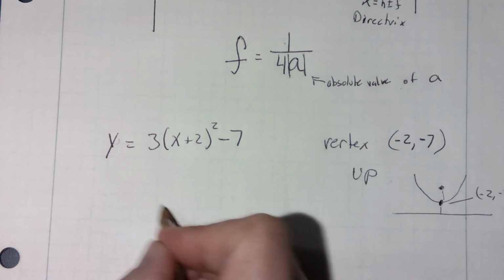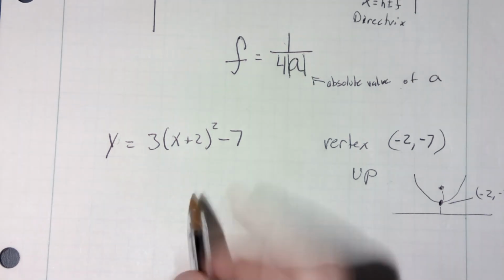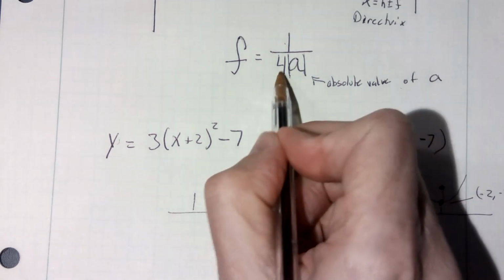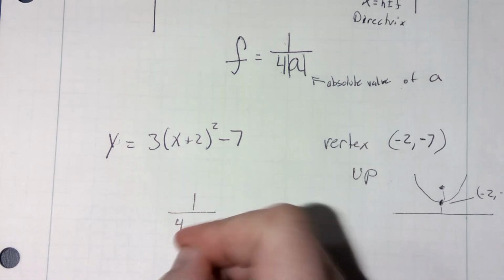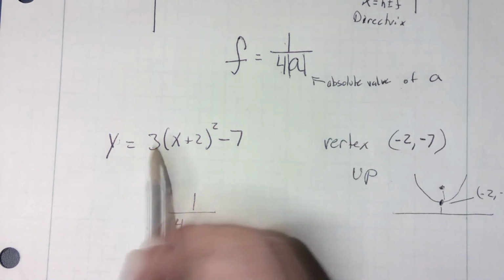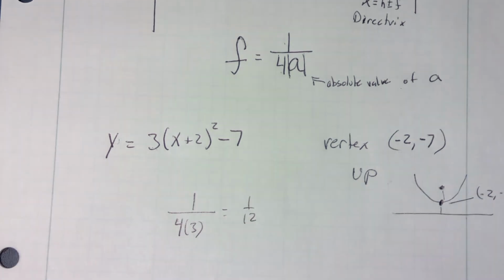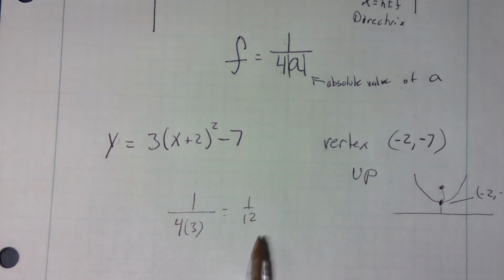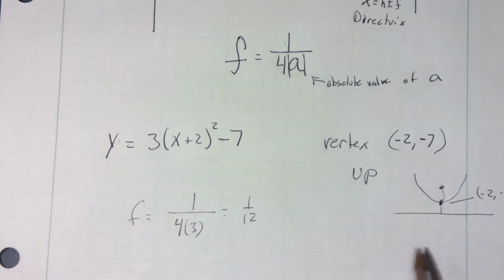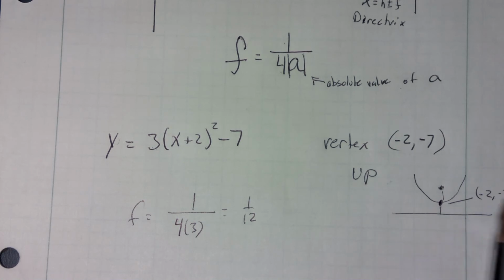Now remember, the focal length is found by taking 1 and dividing it by 4 times the absolute value of A. A is 3, so I'm going to do 4 times 3, or the focal length is 1/12. And yes, oftentimes the focal length will be a fraction or a very small number. This focal length is what I'm going to add now to the y value to find its focal point, and I'm going to minus it from the y value to find its directrix.